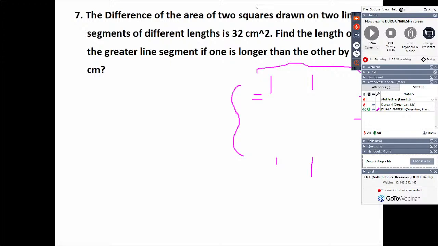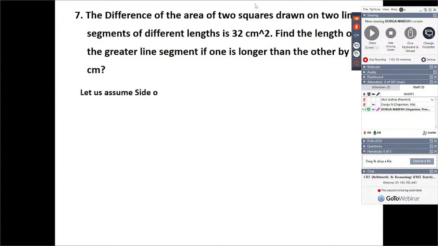We have to find the greater line segment, which means L plus 2 is the required value. The difference in their areas is 32. If L is the side, L square is the area. If L plus 2 is the side, L plus 2 whole square is the area. L plus 2 whole square minus L square is equal to 32. Do it fast. We can say x plus 2 or L plus 2, no problem with the variable names.